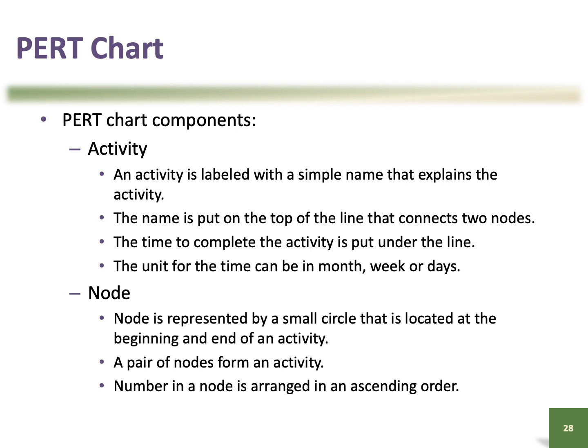The node is represented by a small circle that is located at the beginning and also the end of the activity. A pair of nodes form an activity, and then the numbers in the nodes are arranged in ascending order, right? So you start with 1, 2, 3, and so on.